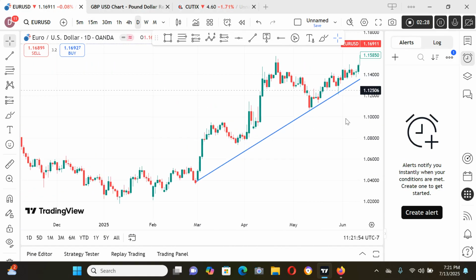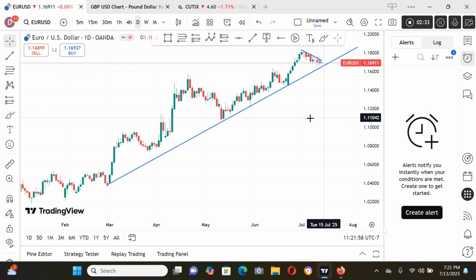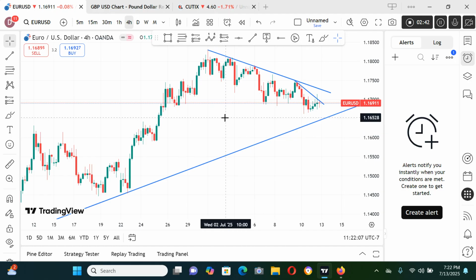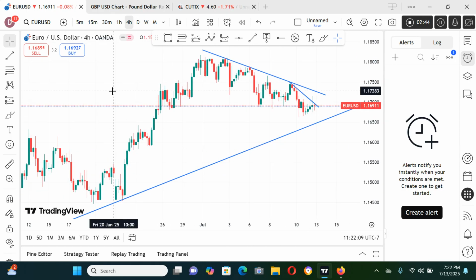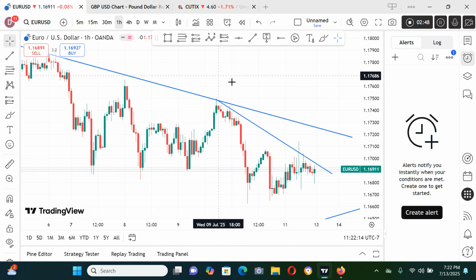Like I said, as day traders, we go to D1 time frame. You look at it, and currently the market is on uptrend. You check the 4 hour time frame, the market is still showing an uptrend. Then you go to 1 hour. 1 hour is showing us that the market is on downtrend.